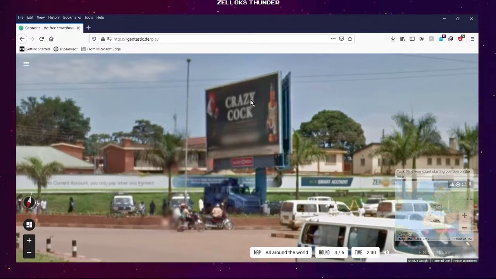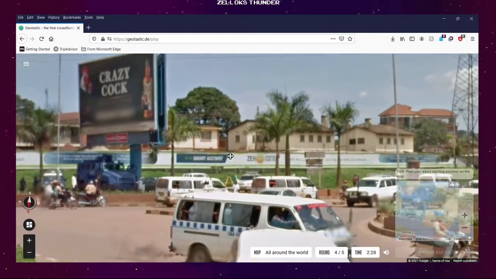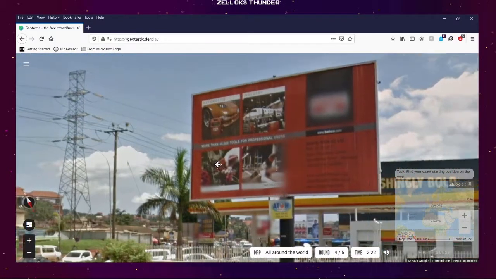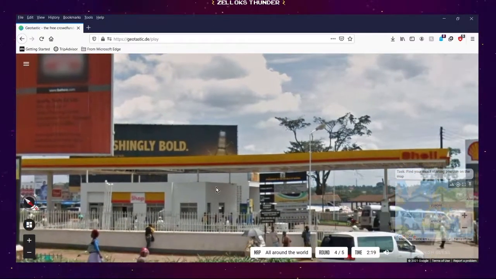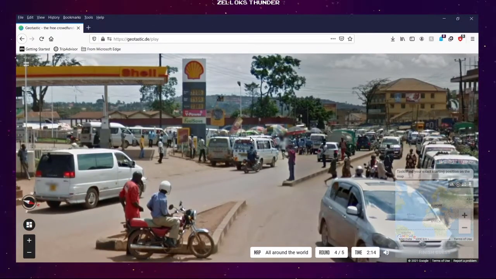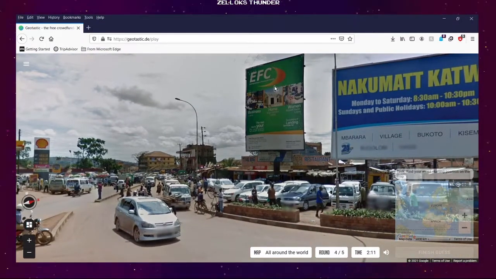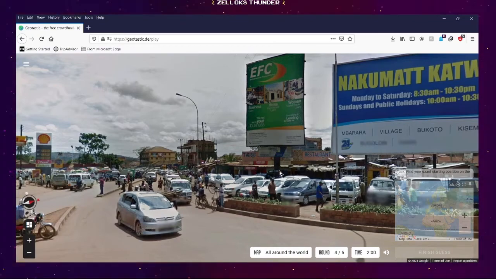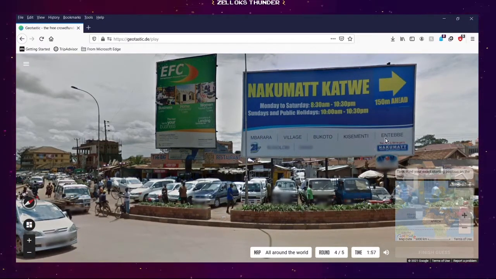Smart accounts. You know what? That might get this video destroyed just by showing that. It's extremely bald. I don't know, dude. Entrepreneurs Financial Center. Business Home. Women. The next step of your business. Well, this is great. I don't know, but let's get something. Endeavor. Could be somewhere. Nakumatt Katwe.